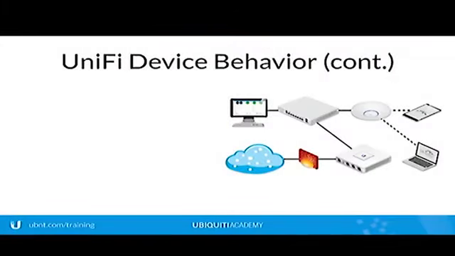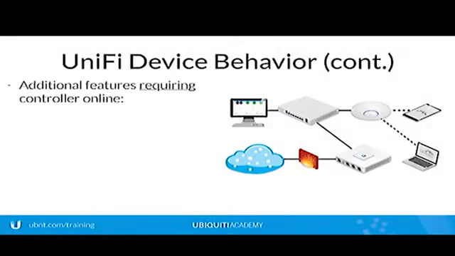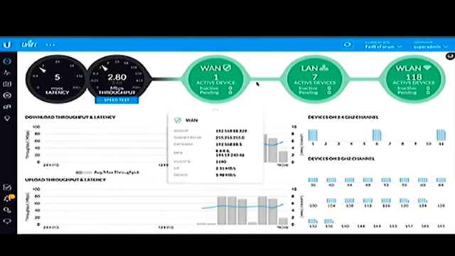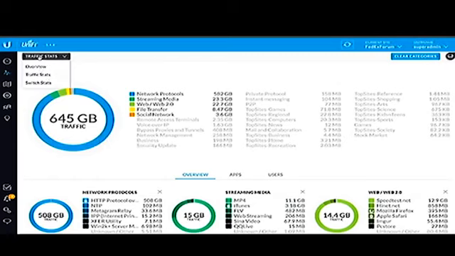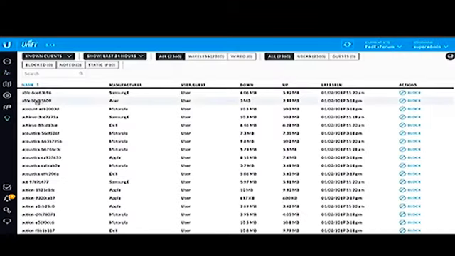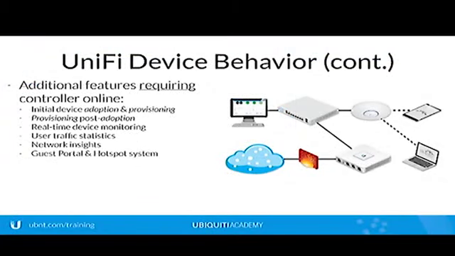The decision whether to keep the UniFi controller online and connected to UniFi devices following initial adoption and provisioning depends primarily on whether the following features are needed: post-adoption provisioning or configuration, real-time device monitoring, user traffic statistics, network insights like nearby access points and guest authorization, and perhaps most importantly, the UniFi guest portal and hotspot system.